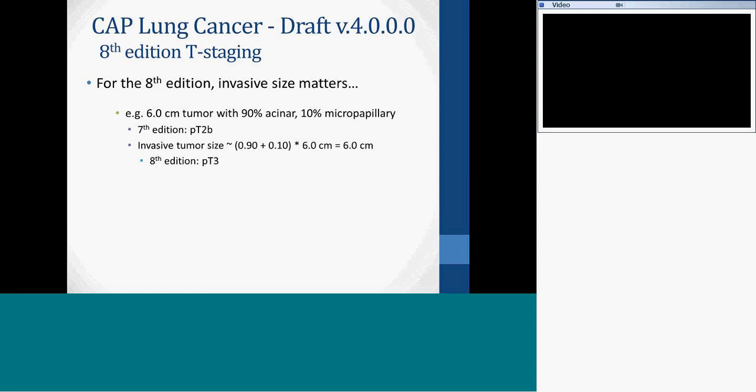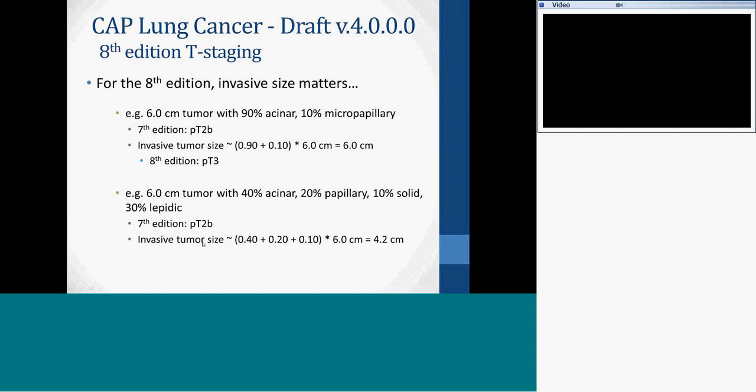However, if there's 30% lepidic and 70% invasive components, where at seventh edition it would be T2B still, in the eighth edition, invasive tumor size is 4.2 centimeters, and would still actually be staged as T2B, but only because the size criteria for T2B have changed somewhat from this edition.